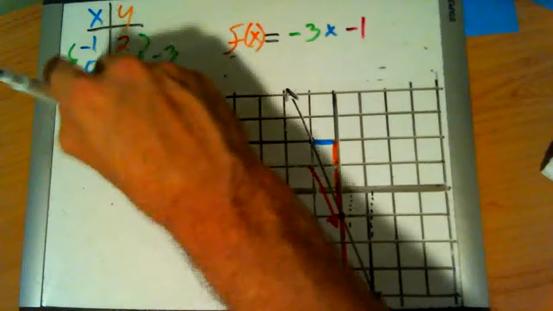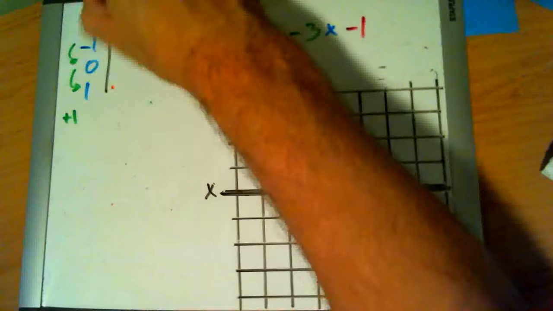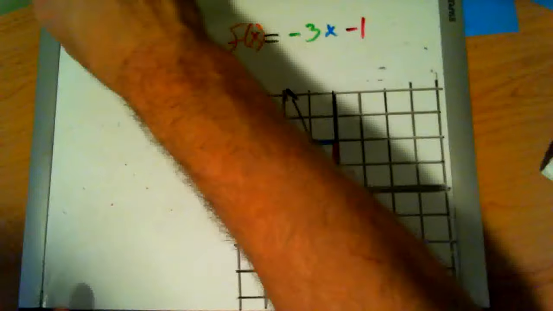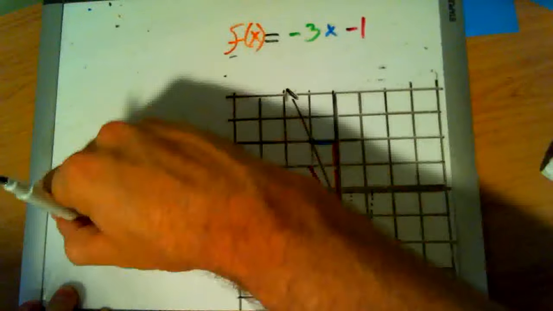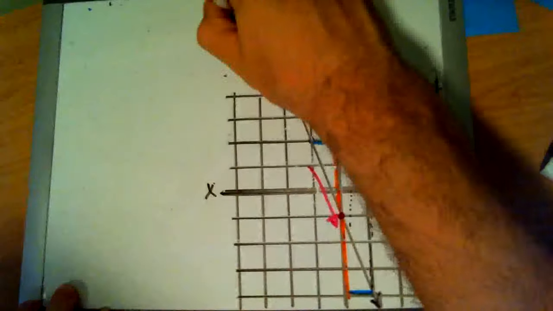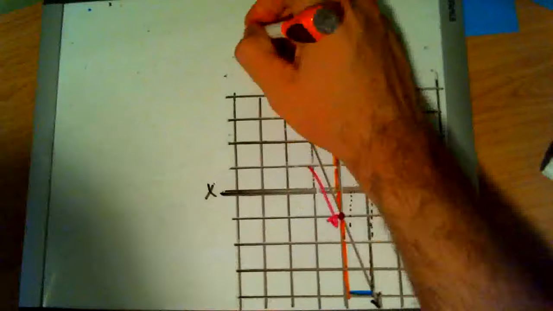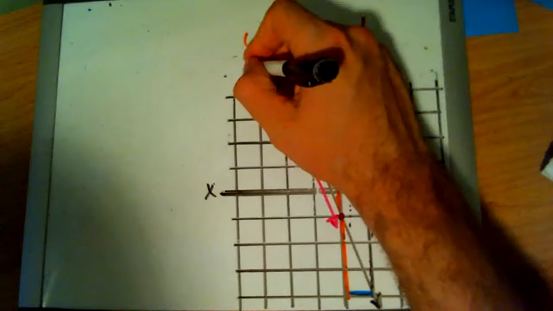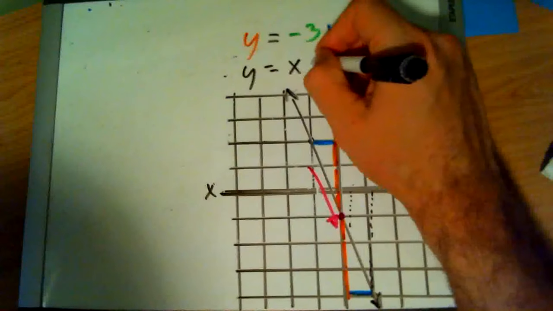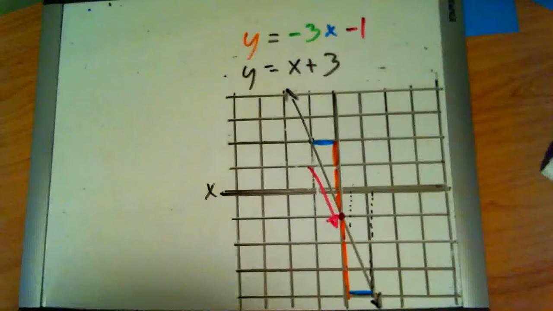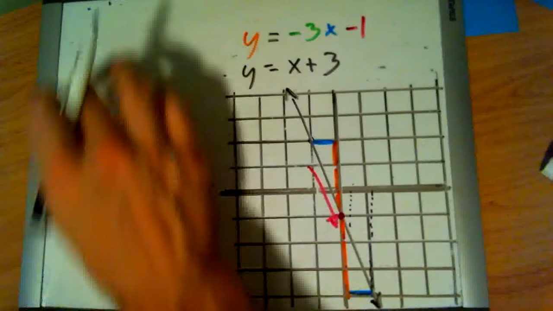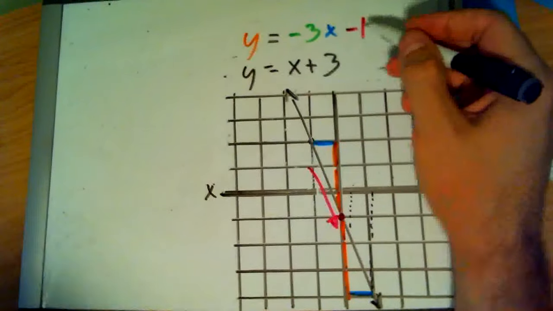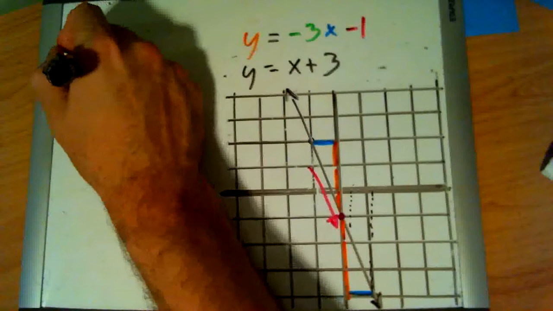Now, one more thing I want to do here. Let's kind of clean this up a little bit, and let's switch that f of x back to y equals. And let's set another equation. Let's say y equals x plus 3. Now we have a system of equations, and we want to find a y value and an x value that satisfies both of these equations.